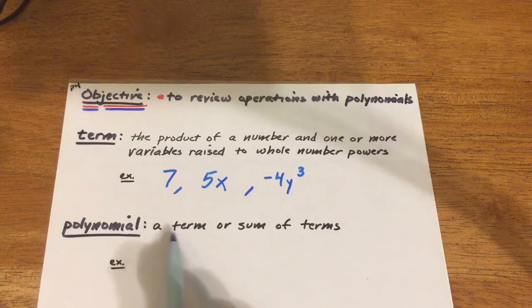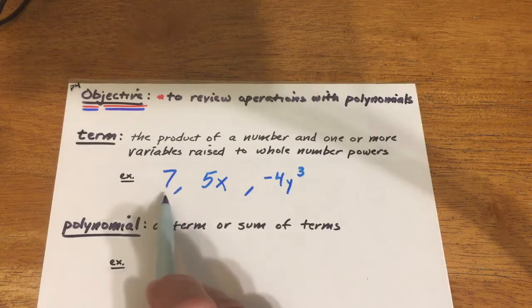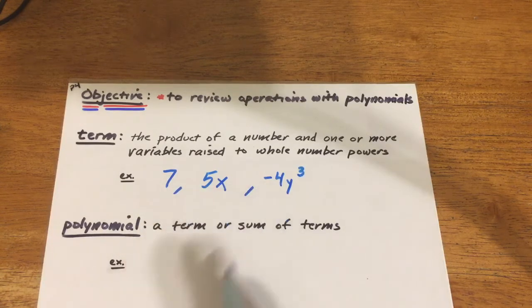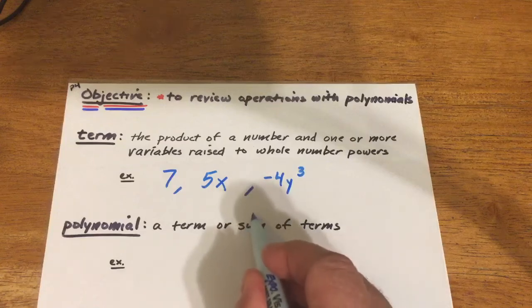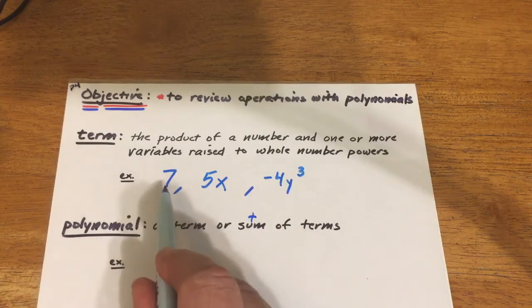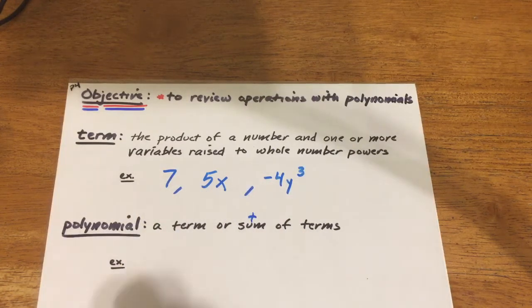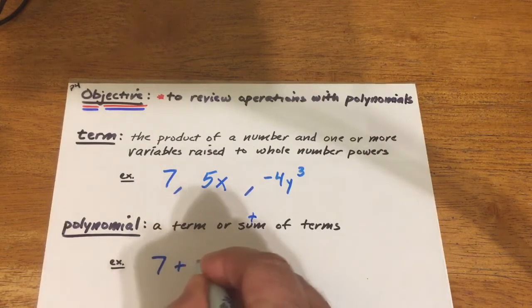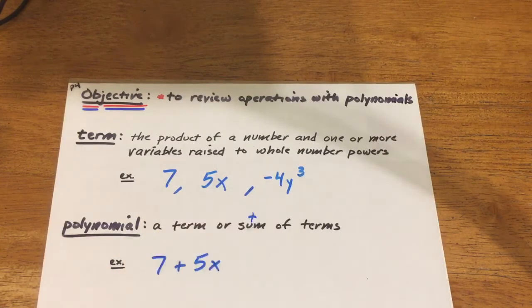A polynomial is a term, so it could be just one of these three, a single one, or the sum of terms. We know sum means add, so we could write it as 7 plus 5x, for instance. Now we're going to take a closer look at polynomials. By the way, something to keep in mind, what number is x? Hopefully, you know that in a polynomial, x could be any number.